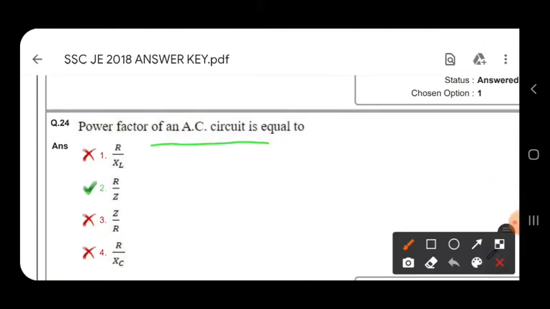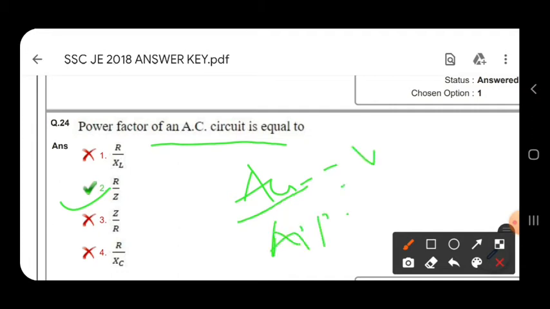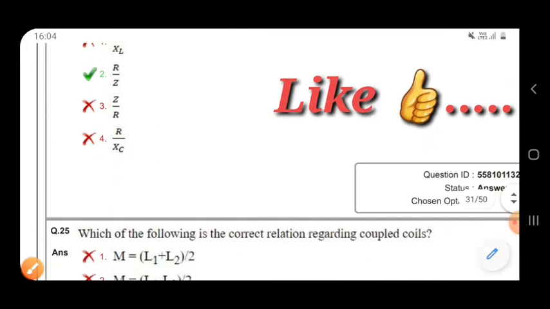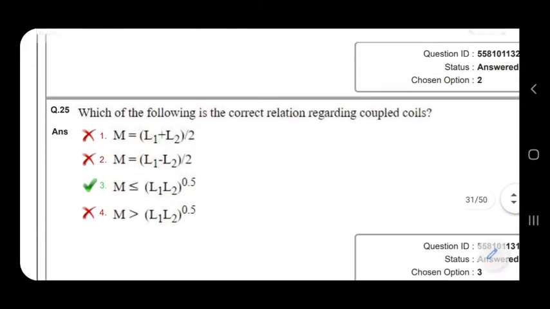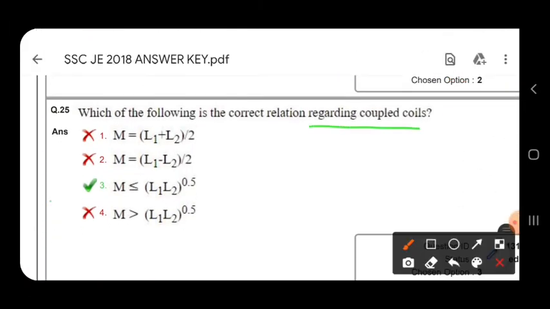Power factor of an AC circuit equals R upon Z, and another formula is active power upon apparent power, that is VI cos phi upon VI. Another is the cosine of the angle between voltage and current, V and I. Which of the following is the correct relation regarding coupled coils? M is less than or equal to root of L1 L2.